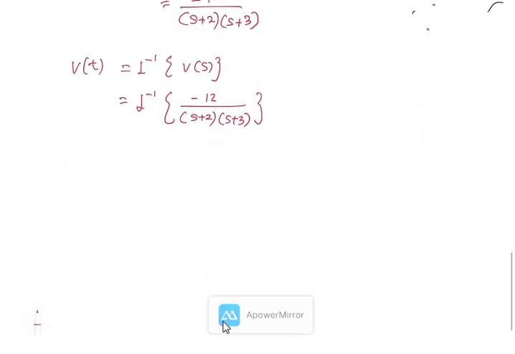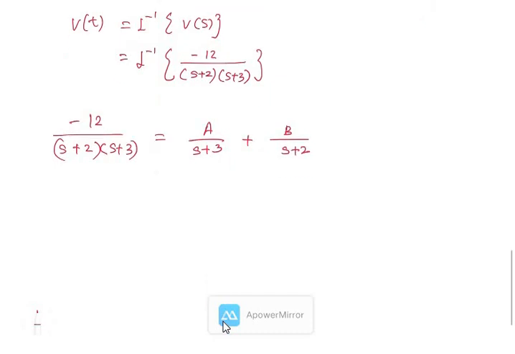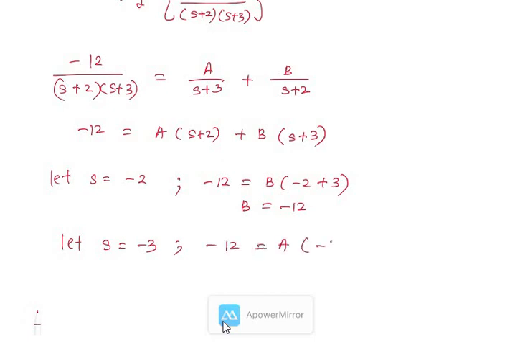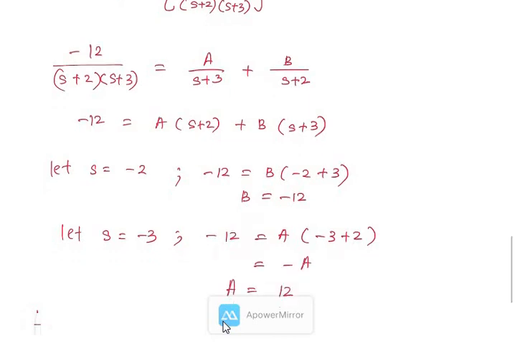So again, use the partial fraction for minus 12 over s plus 2, s plus 3. So we can get A over s plus 3 plus B over s plus 2. So minus 12 equal to A(s plus 2) plus B(s plus 3). And then we assume s equal to minus 2. So minus 12 equal to B(negative 2 plus 3) and B equal to negative 12. And let s equal to minus 3, negative 12 equal to A(negative 3 plus 2), which is equivalent to negative A, so A equal to positive 12.